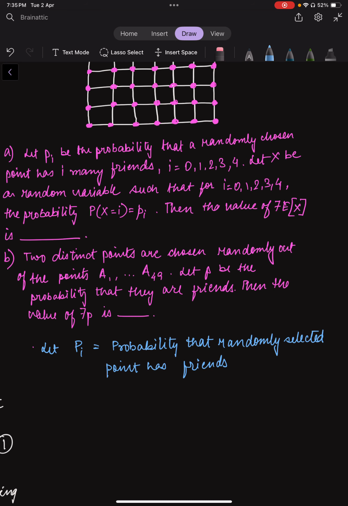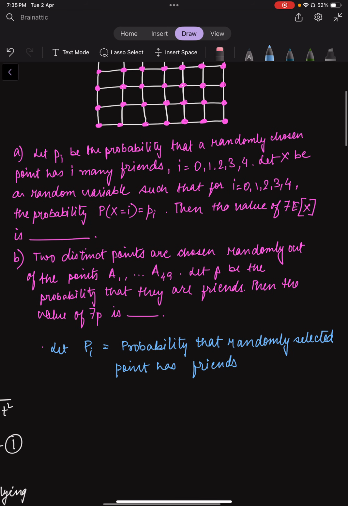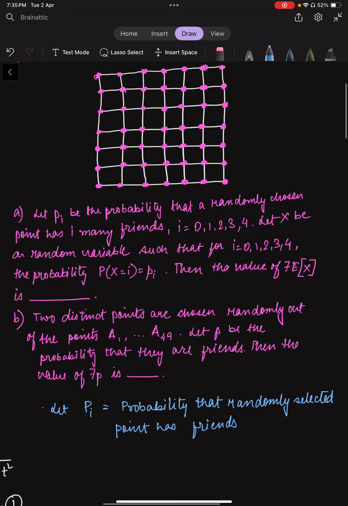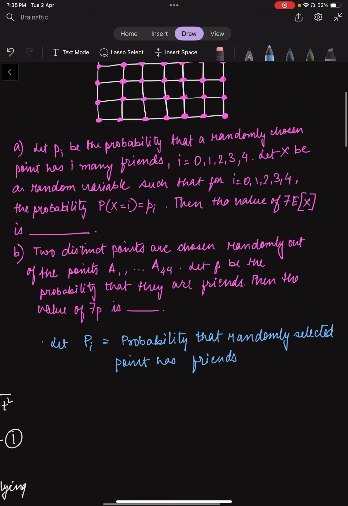From the question itself, it is very clear that the number of points having zero friends is not possible. So every point in this figure has a neighbor. So now the number of points having zero friends is equal to 0. So it is not possible.